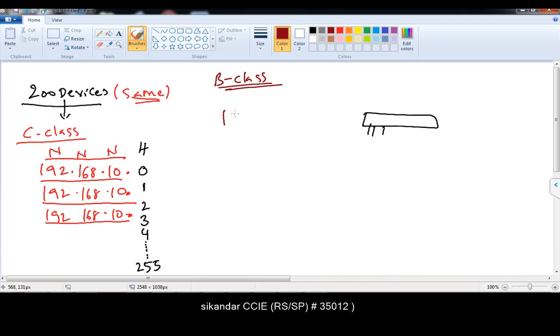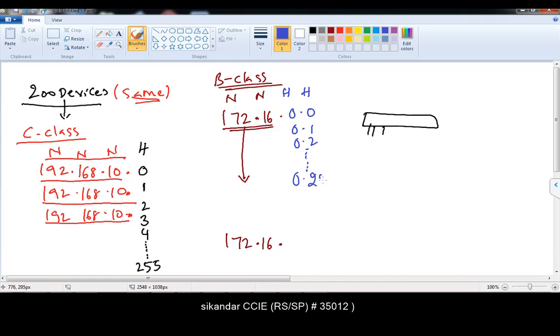So when you talk about any B class address, let's say I'm using 172.16, there are two network portions. In order to be in the same network, you have to make sure that 172.16 remains the same till the end. If it changes, it becomes a different network. So I can only play with the last two portions, which are my host portions. I can start with 0.0, 0.1, 0.2, like that I can go up to 0.255, because 255 is the maximum number in IP addressing.